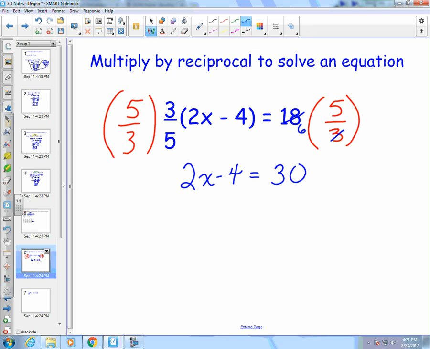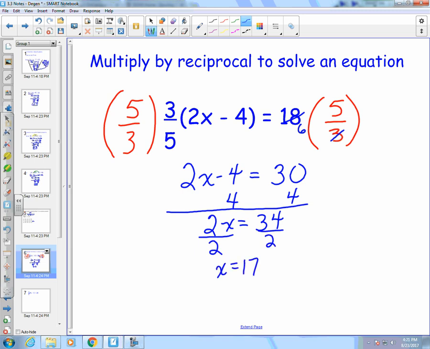Now I'm down to a two-step problem where I can start undoing the subtraction by adding 4 to both sides, and then I can undo the multiplication by doing the division by 2 and have x is equal to 17 as my final answer. Multiplying by that reciprocal is a very nice thing to do.